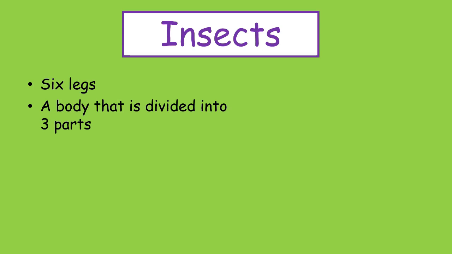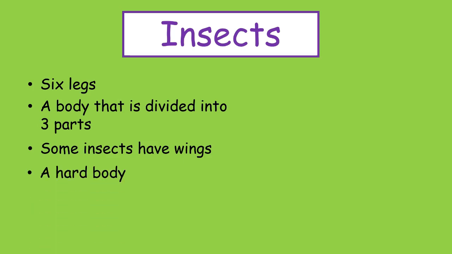Their body is divided into 3 parts, and if you've ever looked at an ant closely, you'll see it has a head, a body, and a bottom part. Some insects have wings. Their bodies are very, very hard. They have a shell-like exterior, which helps to protect them. They have antennae on their head, and that helps them to sense their surroundings. And again, all insects are born from eggs.